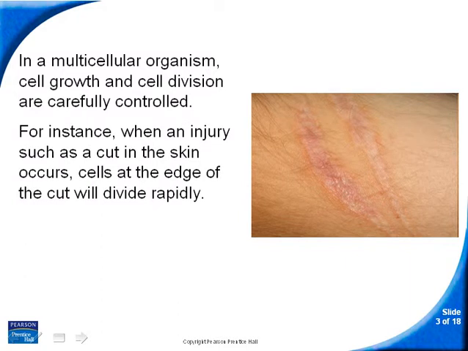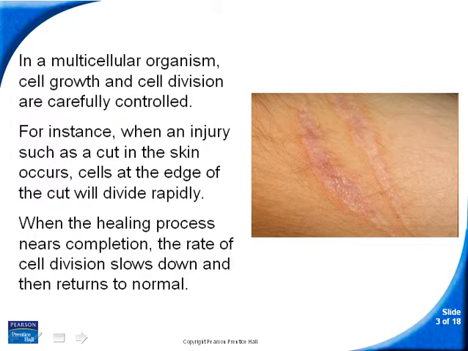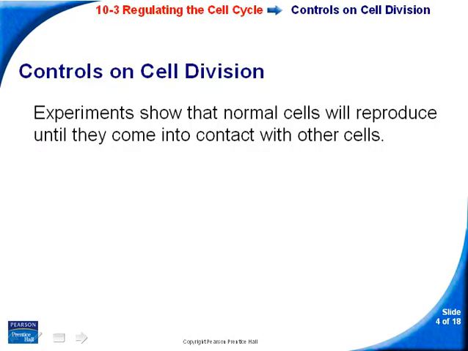So you have to control cell division here. And obviously when you have a cut, you need to replace that missing tissue, that missing skin with more cells. So you're going to have a lot of cell division at that site. And when you're done with that, you're going to need that rapid division to stop, and it needs to slow down and then return back to normal.